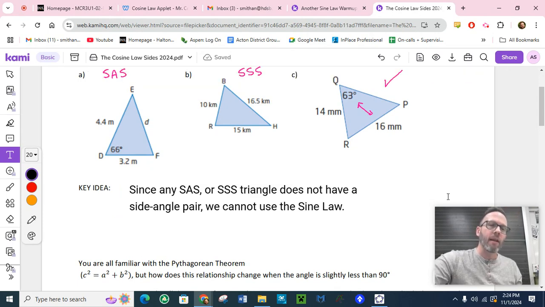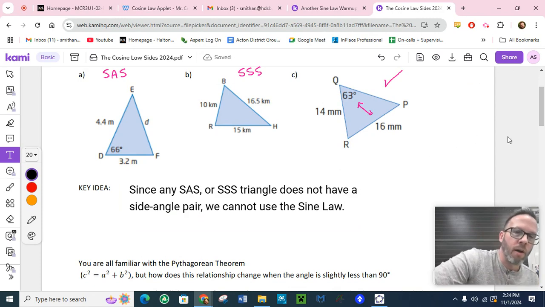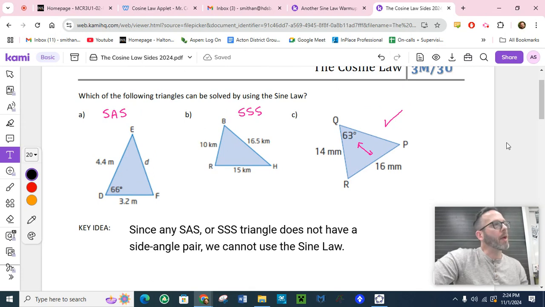And if we can't use the sine law and they're not right angle triangles, then at least for the 3M people, we don't have a tool for the job to solve these kinds of triangles. But we're going to complete the trigonometry puzzle today and learn something called the cosine law. For the people that took 2D last year, you'll be reviewing the cosine law.